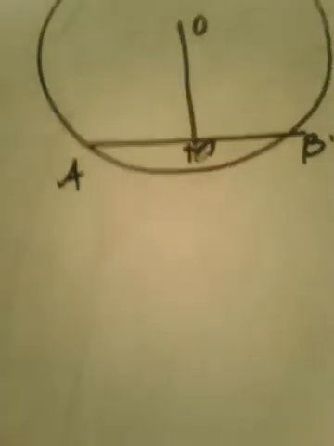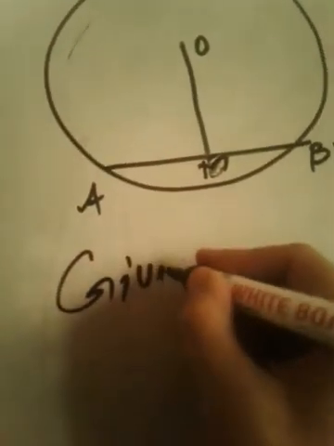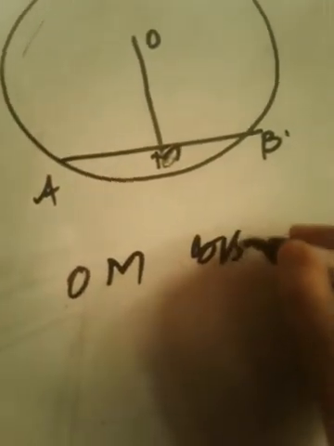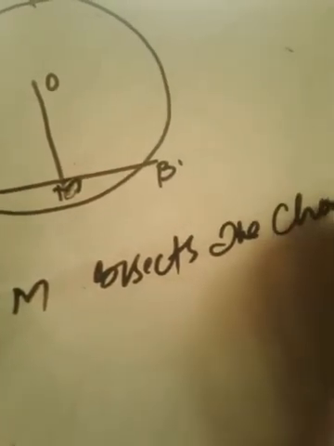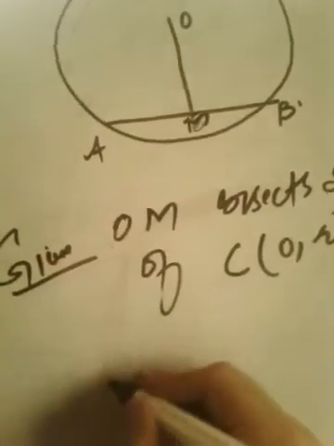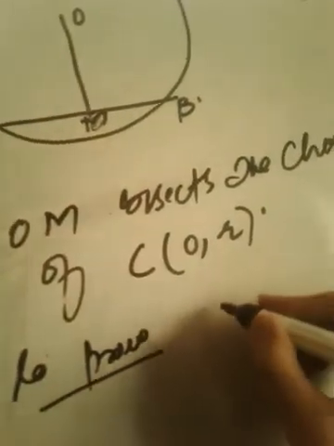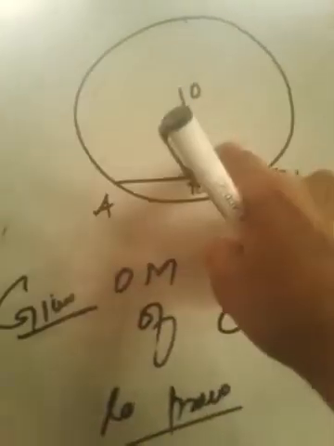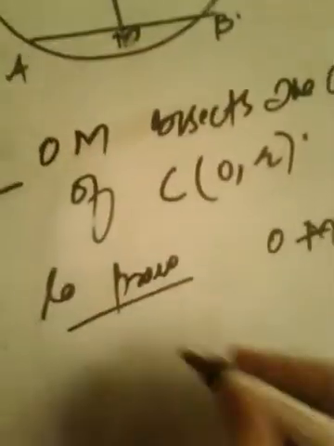We will write the given. OM bisects the chord AB of circle, in short form circle C with center O, radius R. This is given. To prove, OM is perpendicular upon AB. What does that mean? This angle equals this angle, that is 90. Both should be 90.